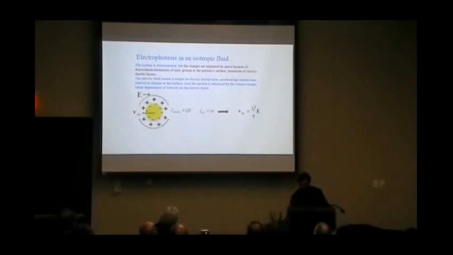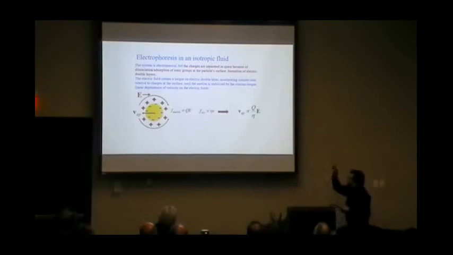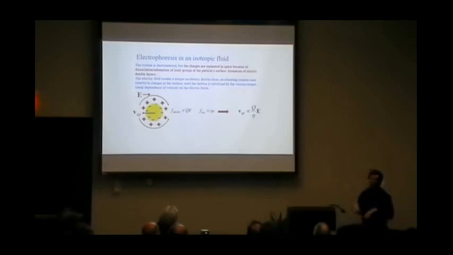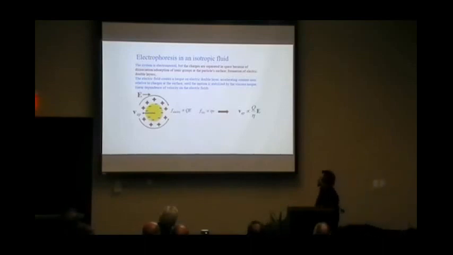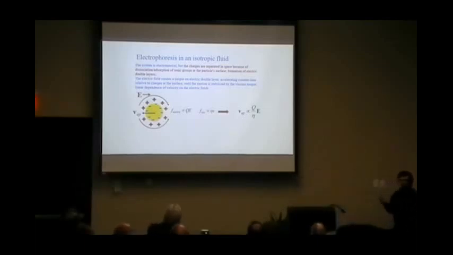And when you sum these torques over the surface of the sphere, you would realize that if the sphere is fixed, then the electric field would cause the flow of electrolyte around this fixed obstacle. If the sphere is free to move, then it will move in the opposite direction, and the fluid as a whole will stay stationary.